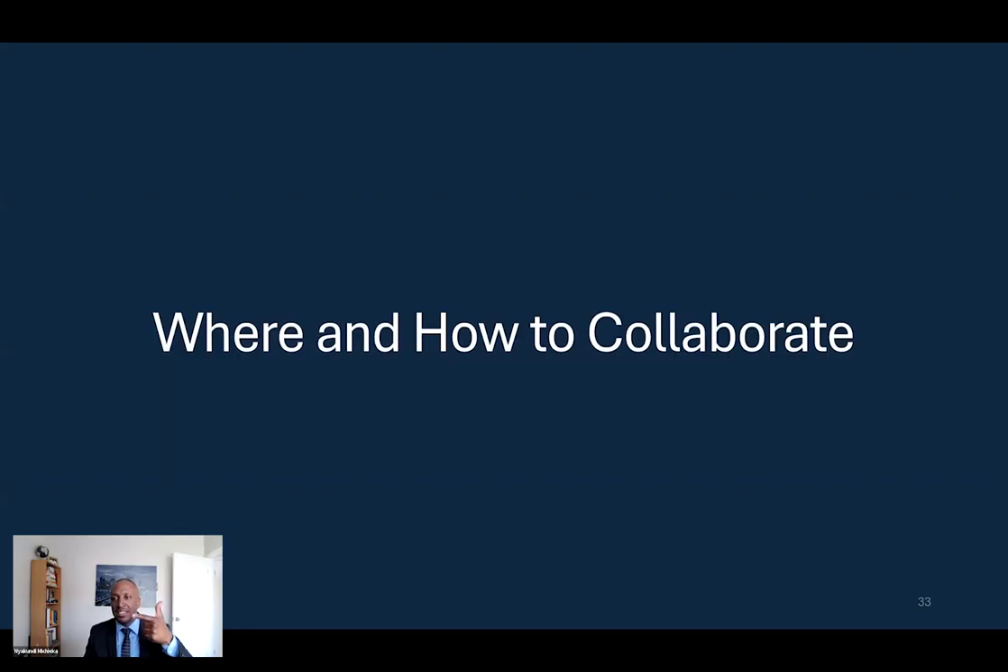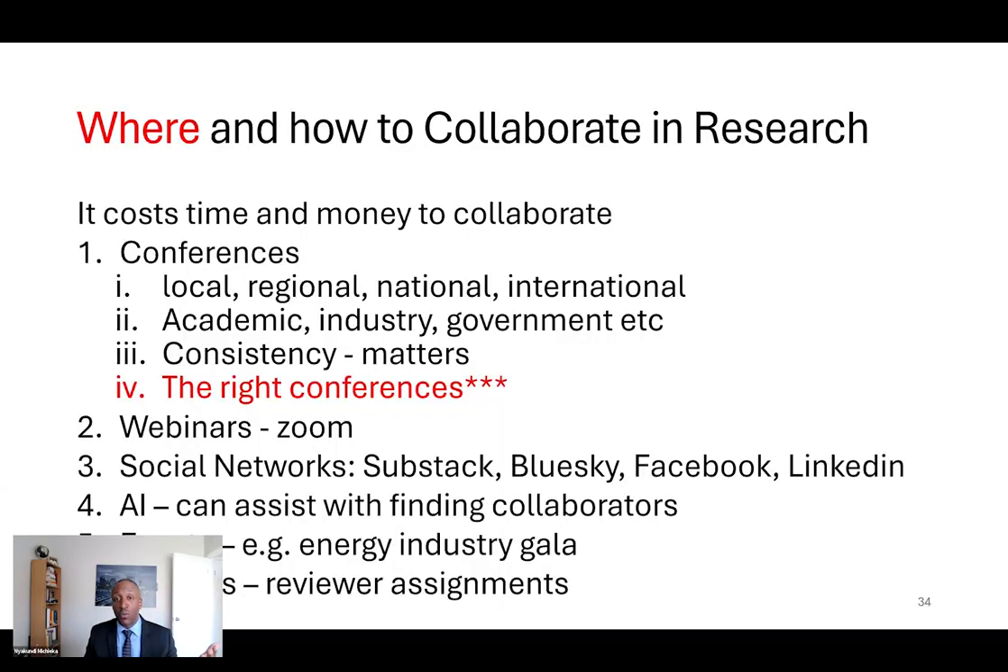So the first question I'll answer is where, or where to find collaborators. And then the second one is how to collaborate, okay? So let's start off with the where, and that's why that looks as red. One, collaborating is very interesting. It costs time and money, right? You got to get out there. You got to put yourself out there to work with people.